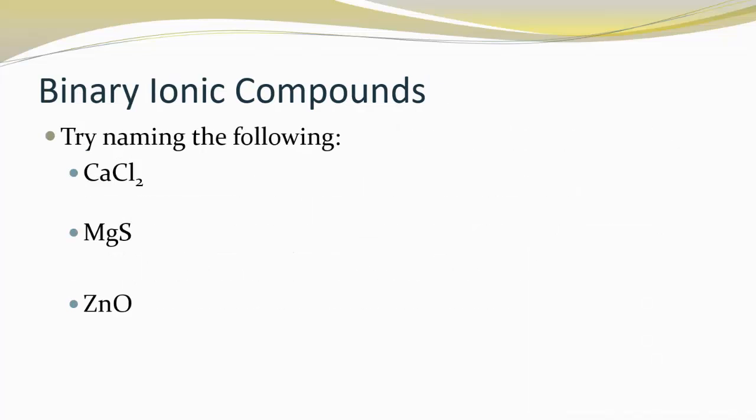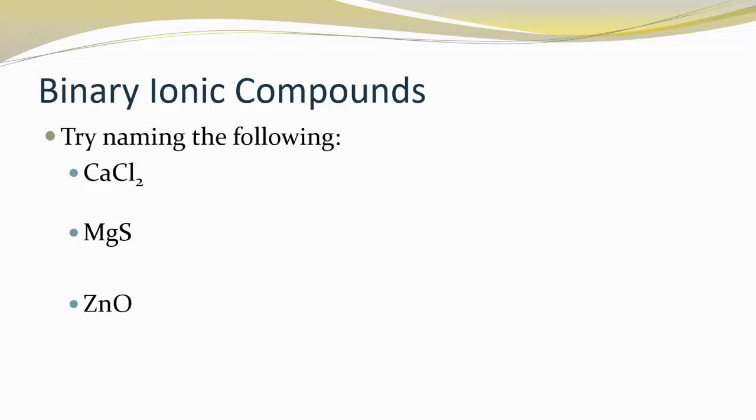Okay, let's give these ones a try. So we have calcium and chlorine, magnesium and sulfur, and then zinc and oxygen. So for all three of these examples, the first element is a metal, and the second one is a nonmetal. When you're naming these, you go metal, and then the name of the nonmetal with "ide." So for the first one, we've got calcium and chlorine, so you would have calcium chloride.